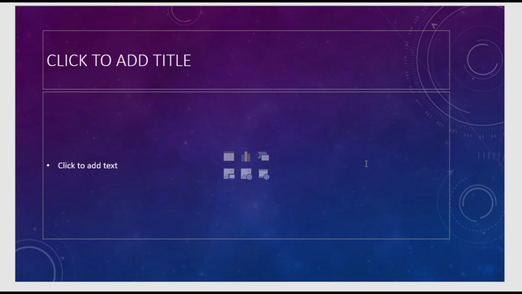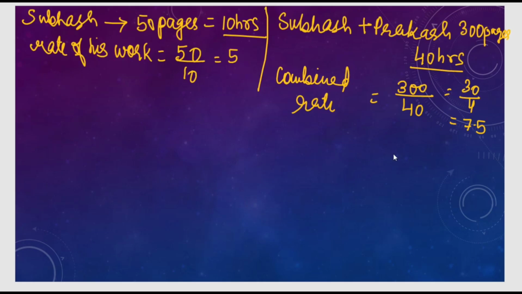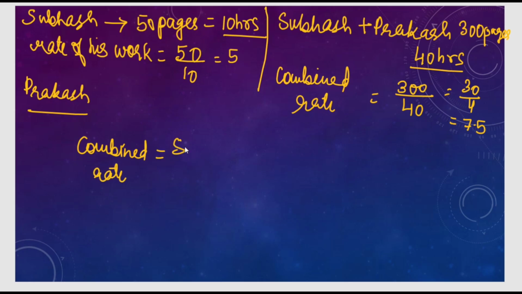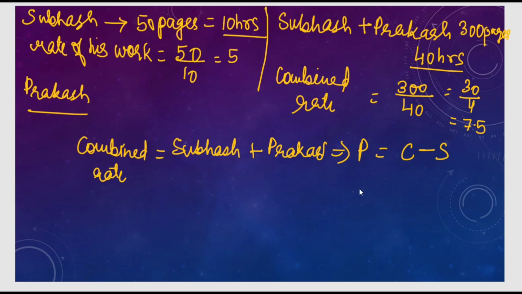Now I have to calculate Prakash's rate, alone Prakash's rate. For that, one thing more: the combined rate is equal to Subhash's rate plus Prakash's rate, right? And this implies that Prakash's rate is equal to the combined rate minus Subhash's rate. Can I write it this way? Yes. So I can write 7.5 minus 5.